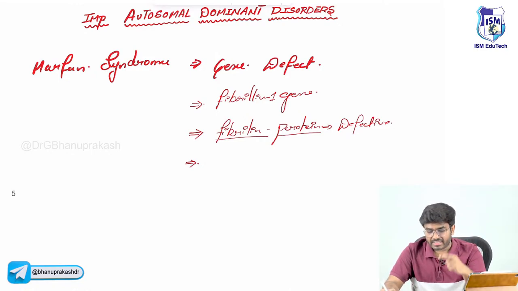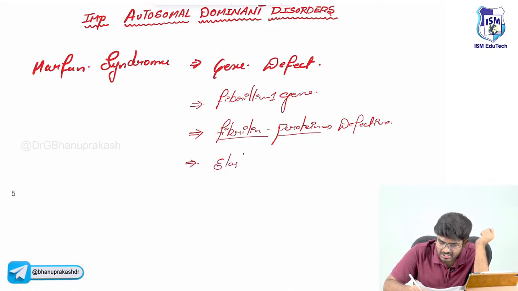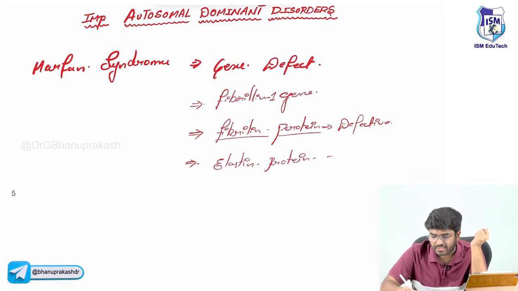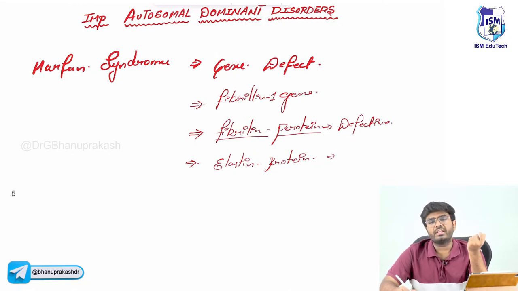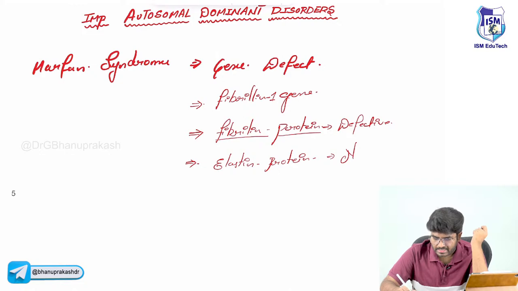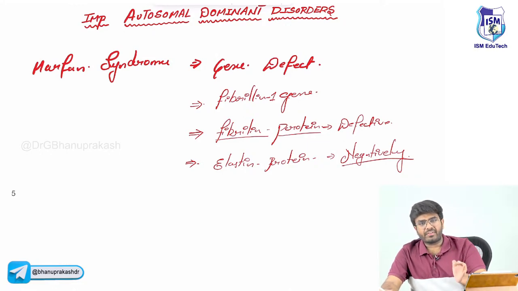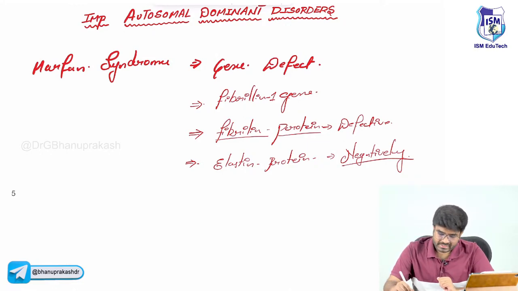So directly affected is fibrillin. The fibrillin is directly affected, and also in this condition, the elastin protein is indirectly affected. On your exams, they can ask which protein is negatively affected in Marfan syndrome. That is elastin. So directly affected is the fibrillin and negatively affected is the elastin.